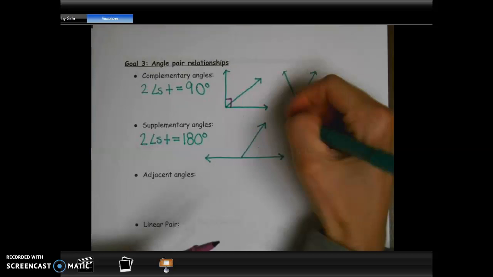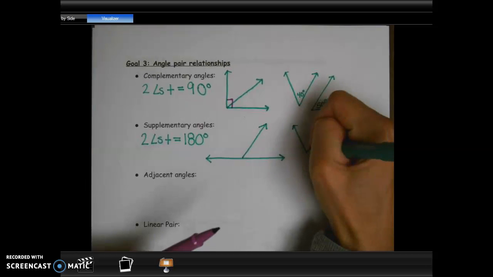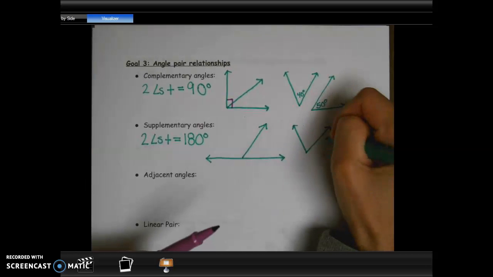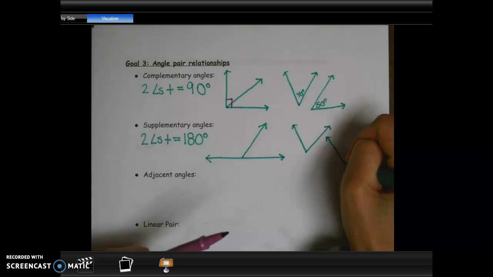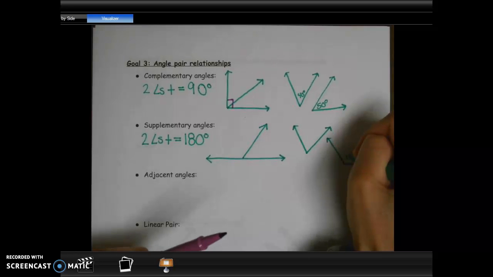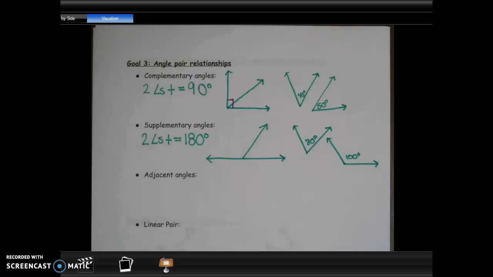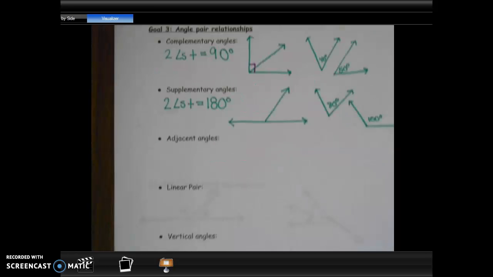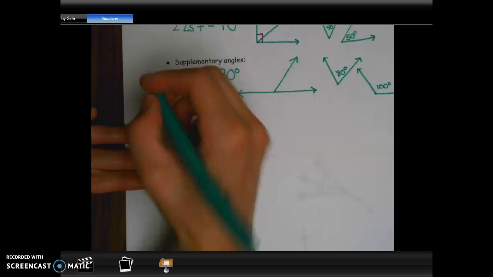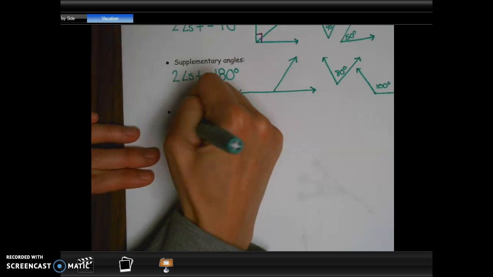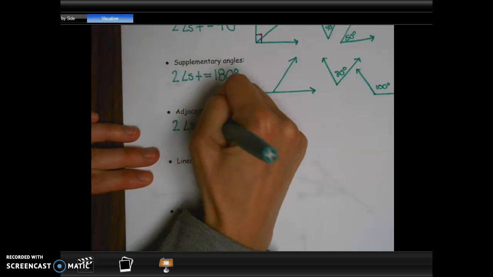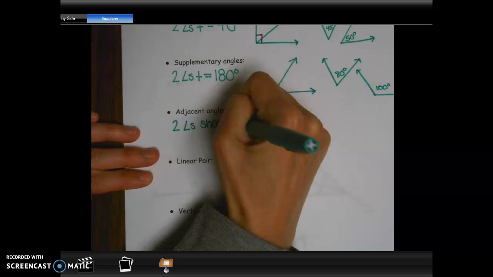Another example of supplementary angles: let's say this one is 100 degrees, this one's 80 degrees. Those added together, they'd be 180, therefore being considered supplementary. Now, adjacent. This is any time two angles share a side.